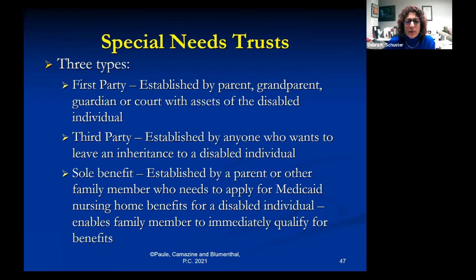But if we're talking about special needs trusts, these are specifically and usually for disabled children or disabled adults before age 65 for a first party special needs trust. And these trusts can be established by the parent, grandparent, guardian, court, or a disabled individual themselves since 2018, because the law changed and this slide wasn't changed.